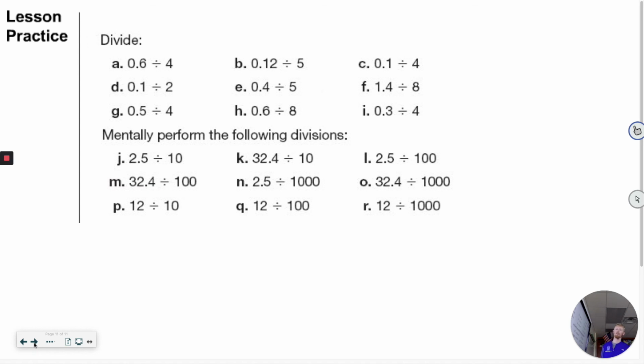All right, this is your lesson practice. Lots of dividing with decimal numbers or dividing by powers of 10. Remember, when dividing by powers of 10, you just move that decimal spot to the left by the same number of zeros that you have.